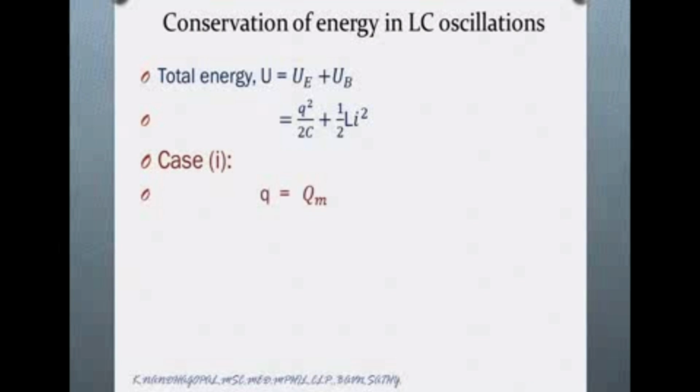First case: Q equal to Qm and the potential energy. Here, initially the total amount of charge is stored only in the capacitor, so the inductor's energy becomes zero. So the resultant energy is Qm square by 2C. Now you can see case 2.